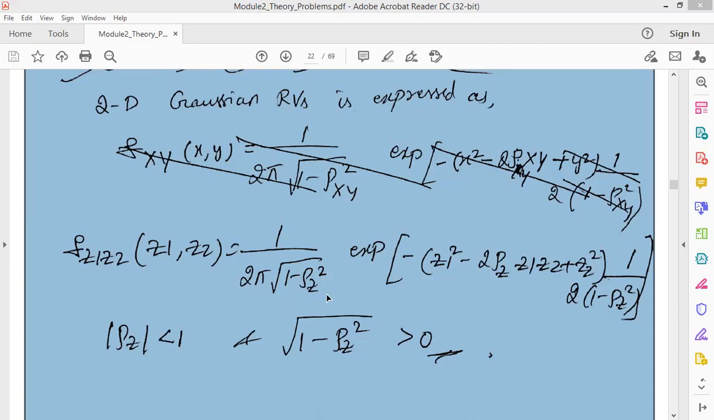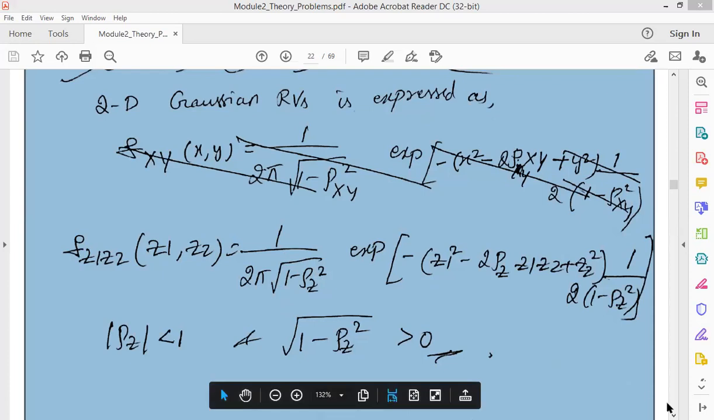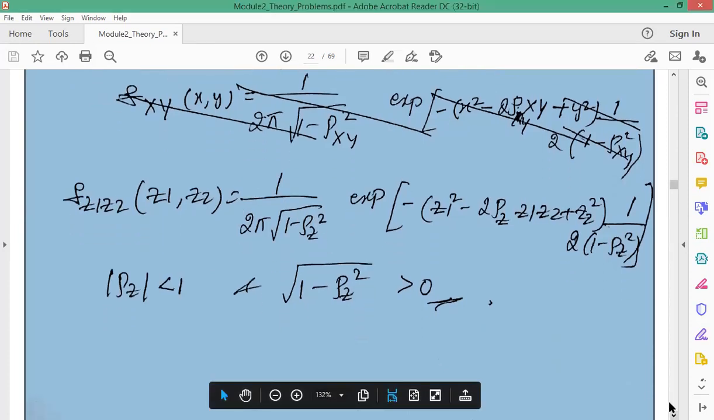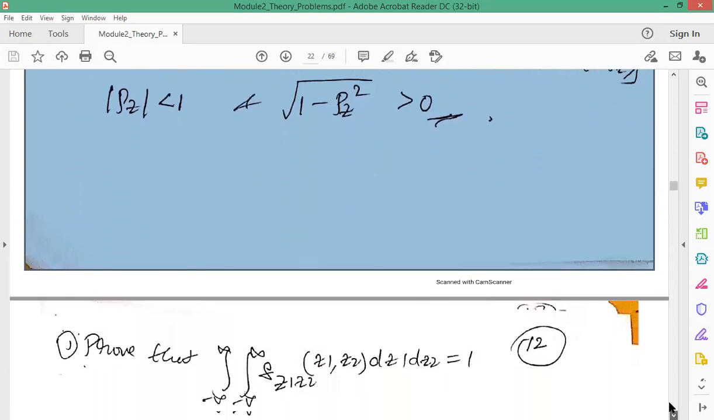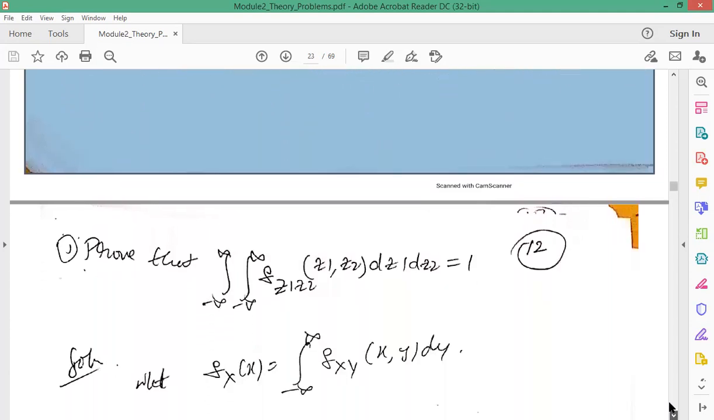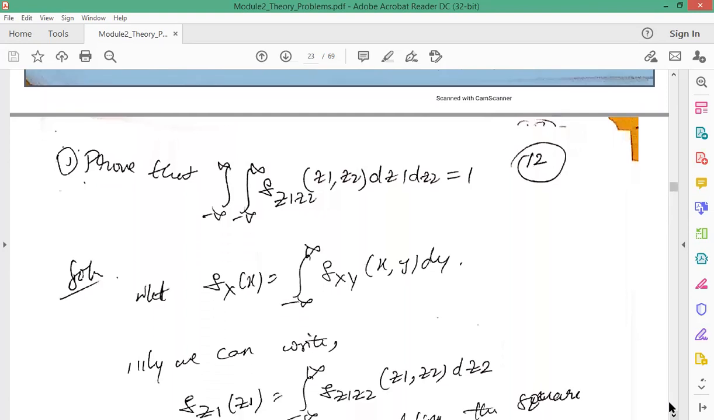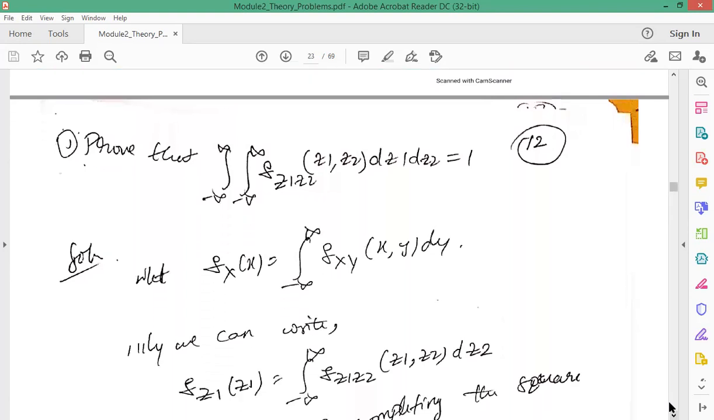With this we are going to prove that the integral of the PDF of the Gaussian bivariate random variable takes the value 1. So take the next problem: prove that the double integration of f Z1 Z2 of z1 comma z2 dz1 dz2 is equal to 1. Here we are going to prove that for the Gaussian bivariate PDF, when we take the integration, the area under it is equal to 1.